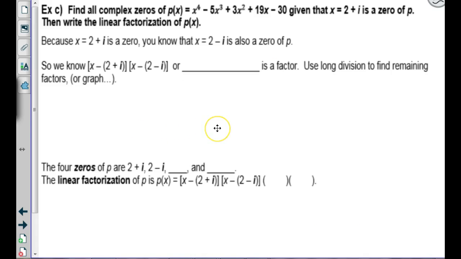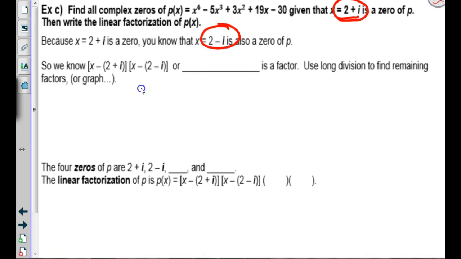All right. Everybody take a deep breath because this one is miserable. All right. So it says find all complex zeros of this polynomial given that x equals 2 plus i is one of the zeros. If 2 plus i is a zero, you automatically know that, what's the conjugate? 2 minus i is also a zero.